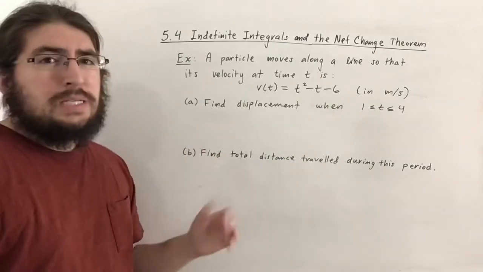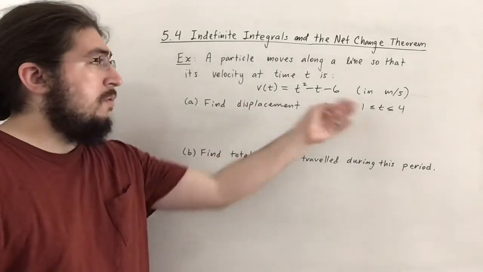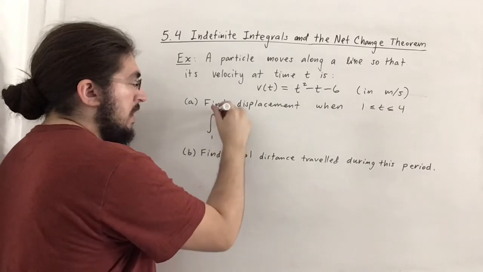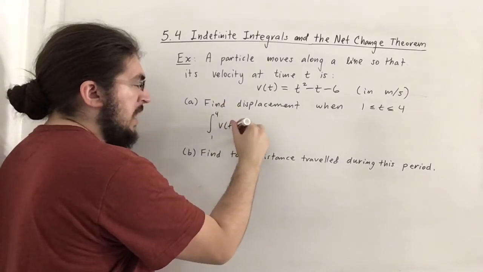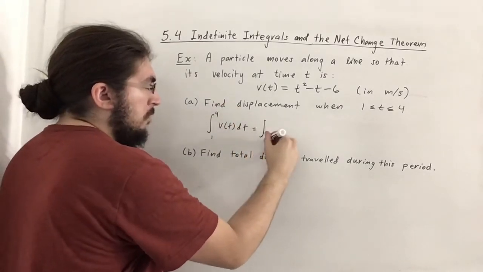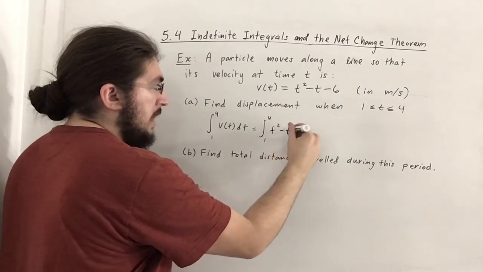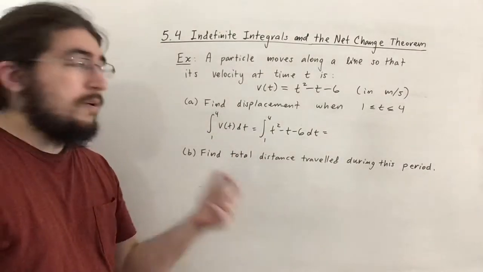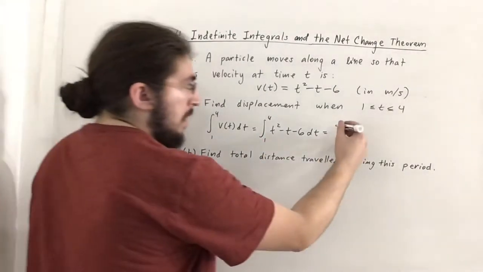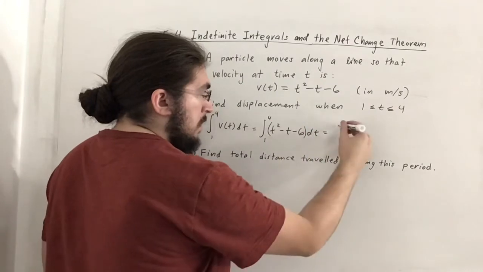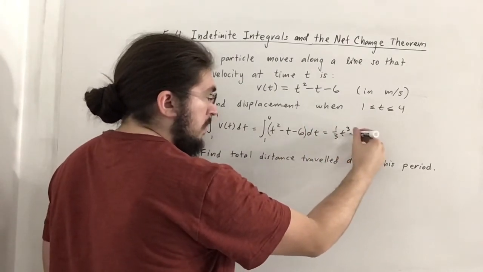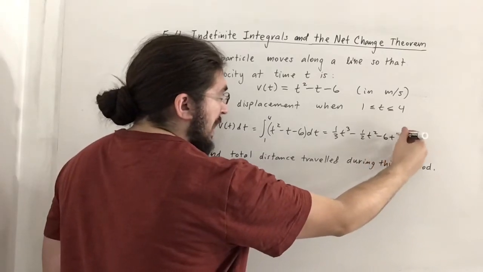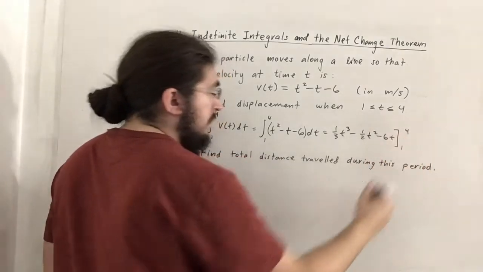And remember, displacement is literally just the integral between 1 and 4 of our velocity function. So this is nothing but the integral from 1 to 4 of v of t dt, which is the integral from 1 to 4 of t squared minus t minus 6 dt. And again, this is a definite integral, so we take the antiderivative of the integrand, which is going to be 1/3 t cubed minus 1/2 t squared minus 6t, and then evaluate this between 1 and 4.